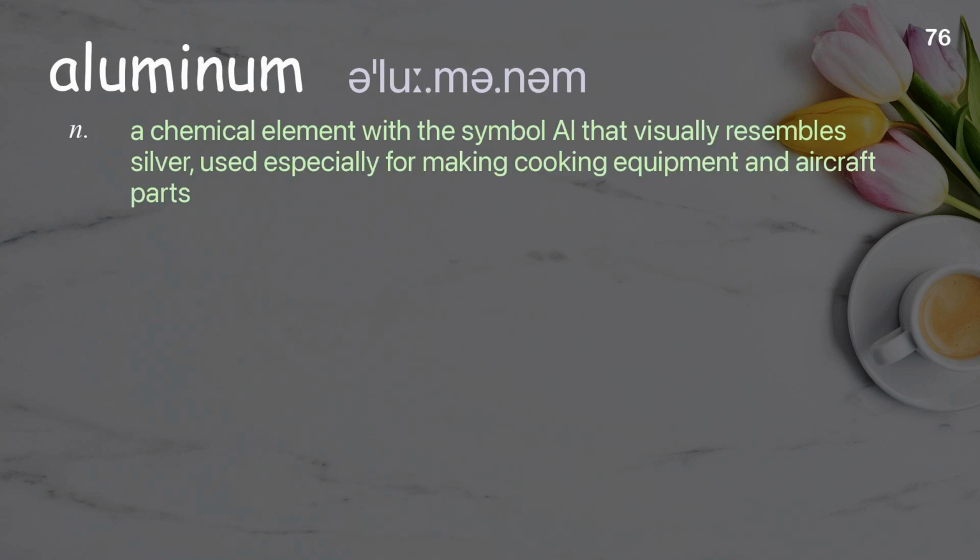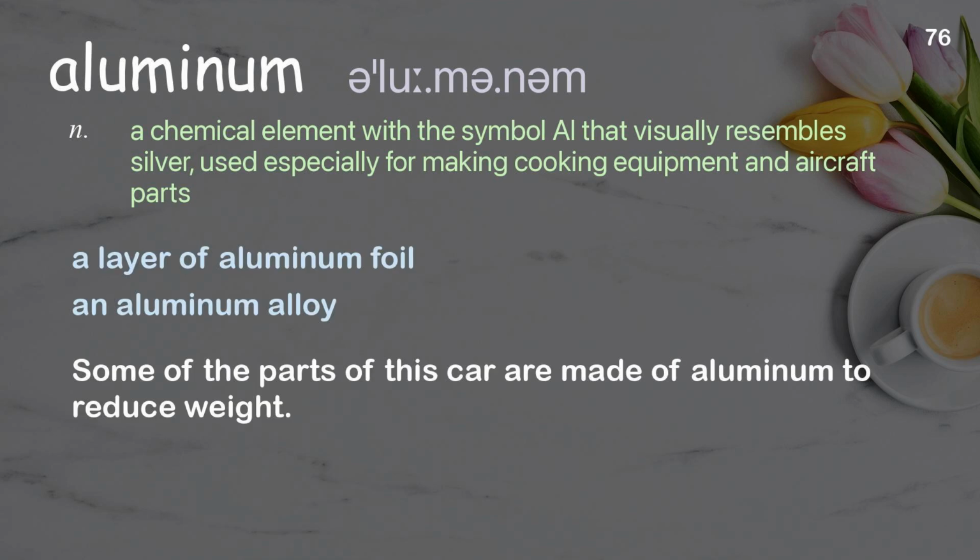Aluminum. A chemical element with the symbol Al that visually resembles silver, used especially for making cooking equipment and aircraft parts. Examples. A layer of aluminum foil. An aluminum alloy. Some of the parts of this car are made of aluminum to reduce weight.